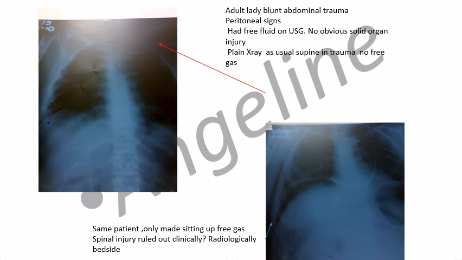This is another patient. Adult lady, abdominal trauma, peritoneal signs, had free fluid on USG, no obvious solid organ injury. Plain X-ray as usual, supine in trauma, no free gas. But you can make them sit up, provided you are able to make them sit up after clearing the C-spine. Radiologically, you made them sit up and you found free gas.